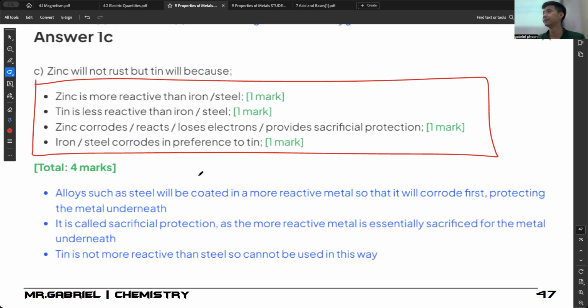Wait, what, they have one extra question? I don't have that. Really? This one? Zinc corrodes. Zinc corrodes means to say it is more likely to oxidize and rust first. That's what corrodes means. Sacrificial protection. Sacrificial protection is when you place a more reactive metal on something that is less reactive so that it sacrifices itself. Like in this case here, your zinc.